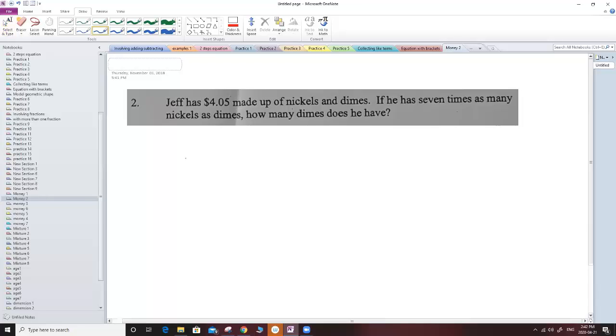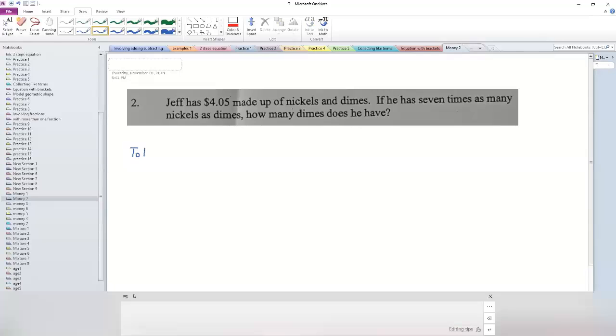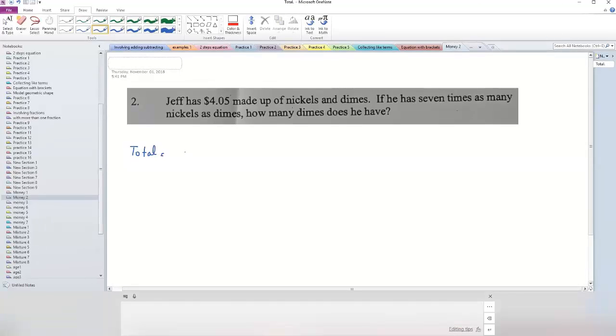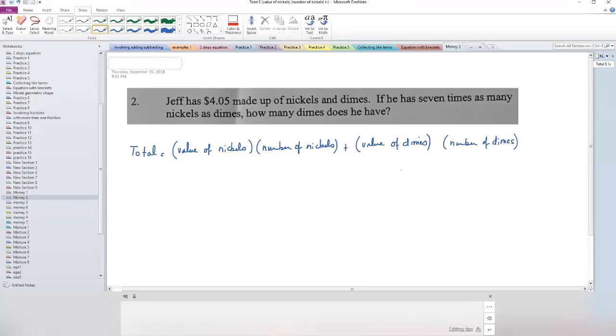Now, if we look at this problem, we remember exactly the last one that we were talking about. We said that the total has to equal the value of nickels times the number of nickels, and this one I'm missing, and this is what I'm trying to find, plus the value of dimes times the number of dimes, and again this one I don't have.